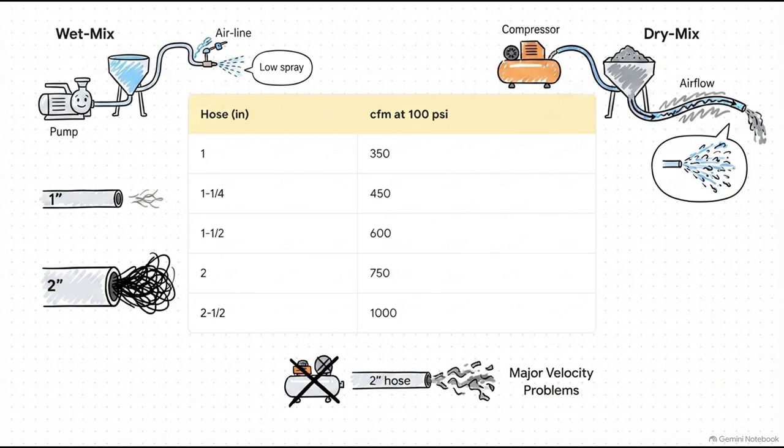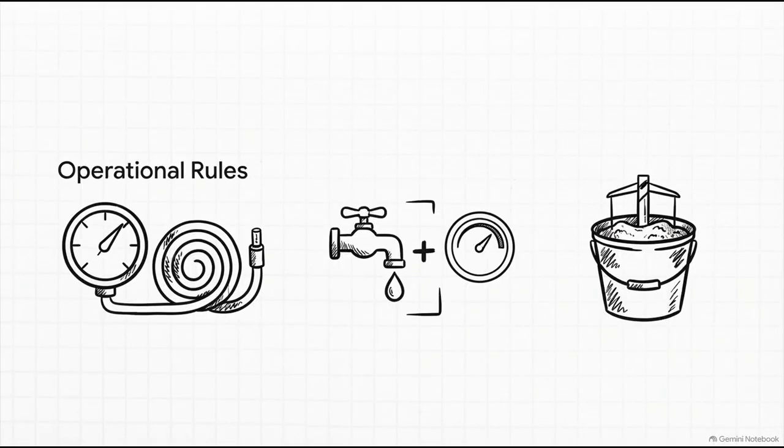If your contractor sizes up their hose diameter but completely forgets to size up their compressor, you are going to run into some major velocity problems. So, the key here is memorizing these system-dependent operational rules. Grab your pens. Here's another exam alert.